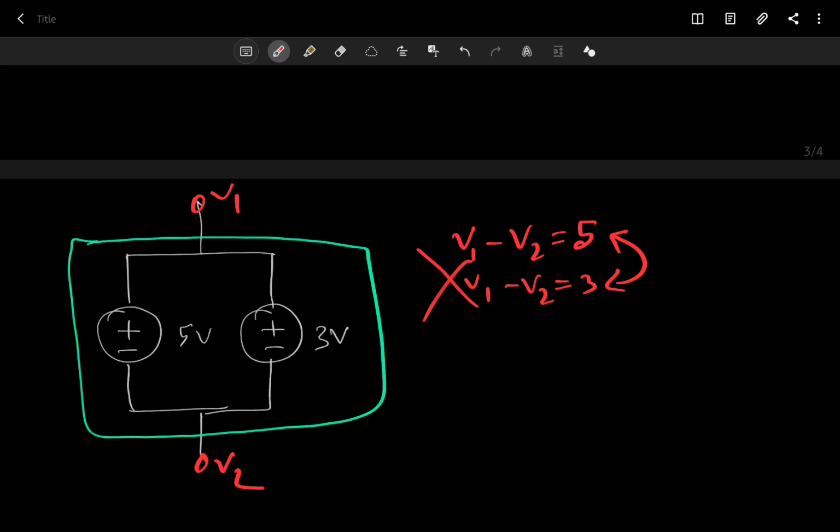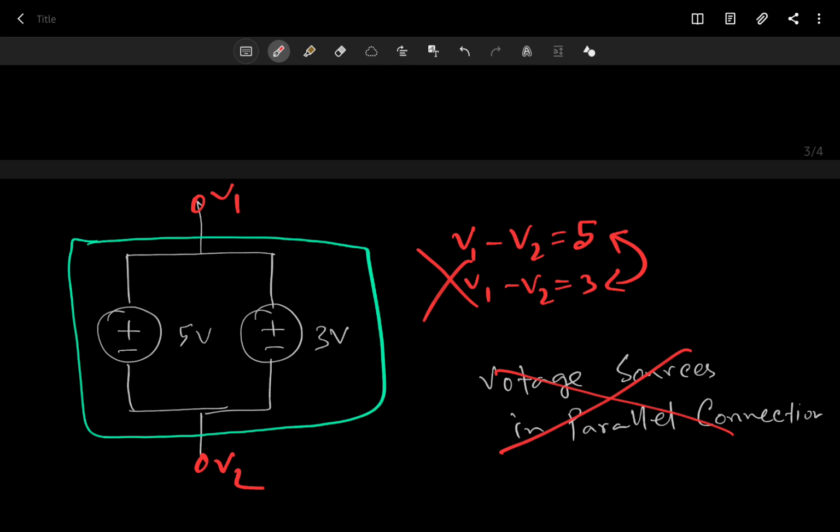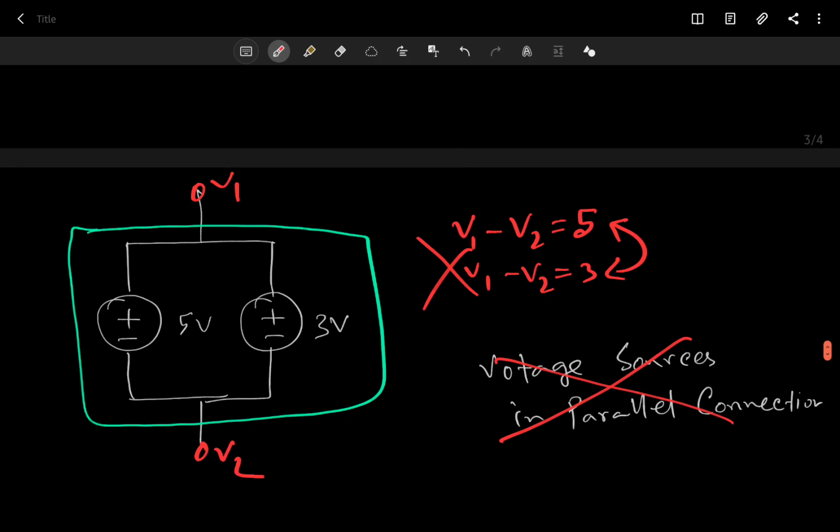If you do, that will lead to mathematical errors of some sort. Okay, so this is actually an illegal move. So in circuits you can never have voltage sources in parallel connection. This is illegal. So you can never have voltage sources in parallel connections.